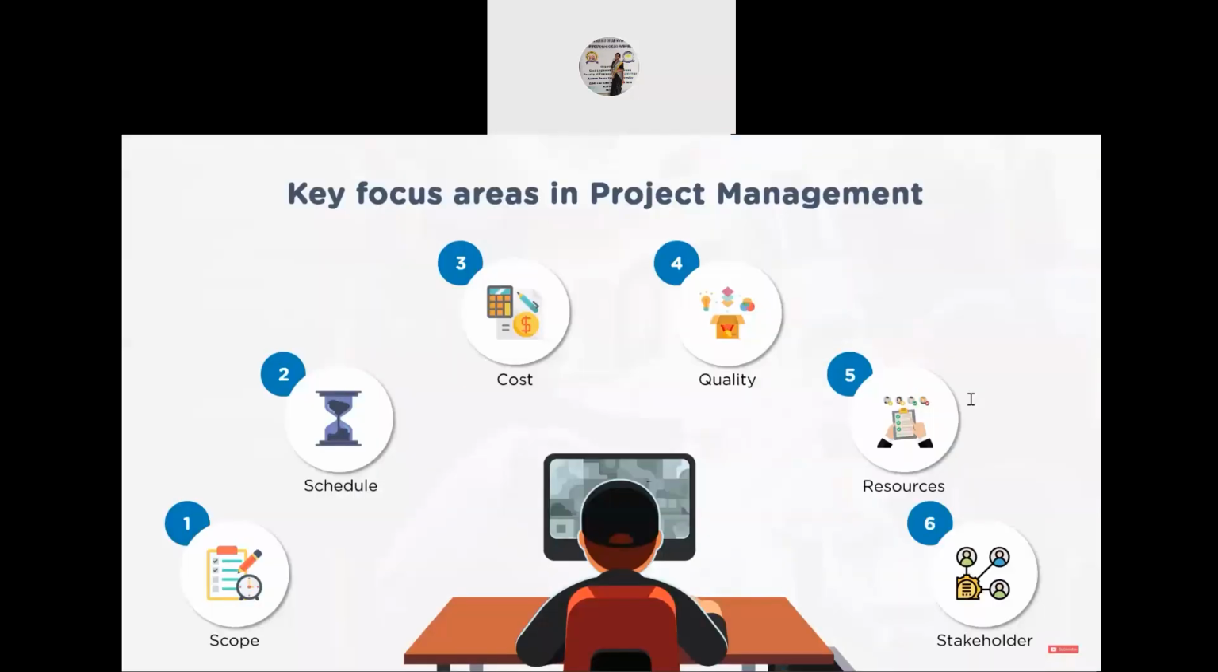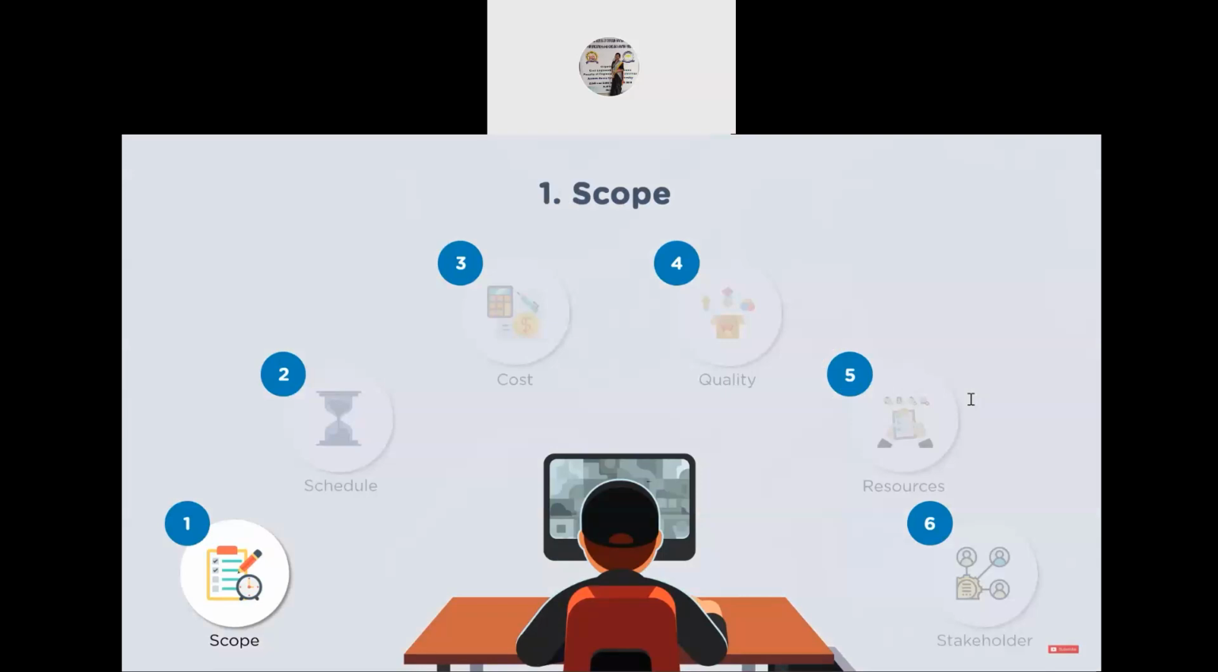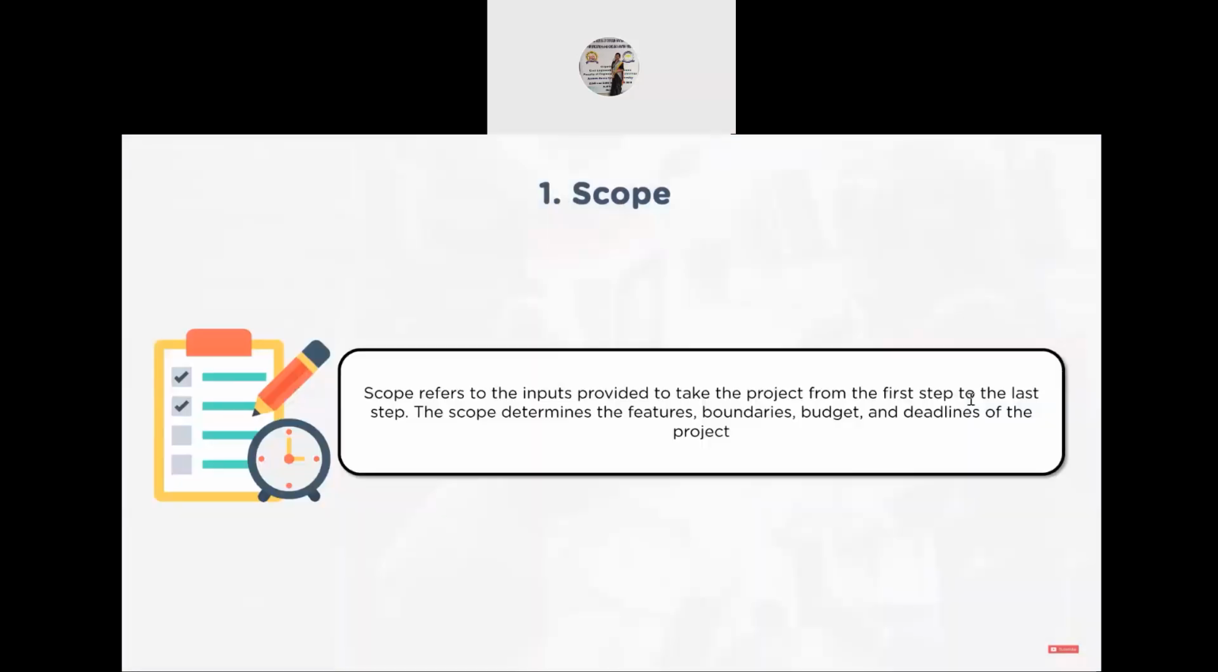So the first six key areas are scope, schedule, cost, quality, resources, and stakeholders. Now let us look at the scope. What does scope mean? Scope is about what needs to be delivered. What is in scope? What is out of scope? So this refers to all those deliverables and all those activities in scope.